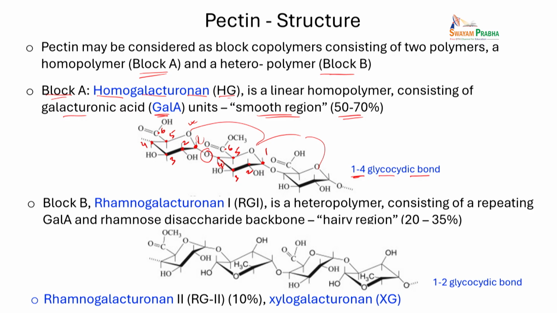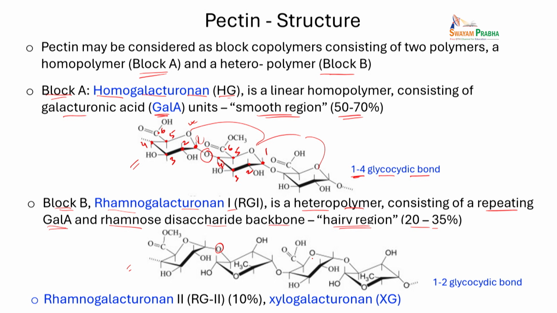And the other component, which is called block B, is called rhamnogalacturonan 1, RG1 in short. This rhamnogalacturonan is actually a heteropolymer and it consists of repeating units of the galacturonic acid and rhamnose disaccharide backbone, and we call this a hairy region because this is very amorphous. And any given pectin sample can have between 20 to 35% of this rhamnogalacturonan RG1.